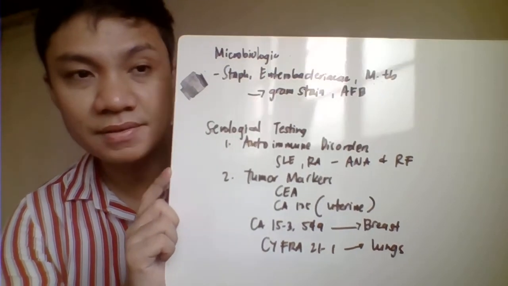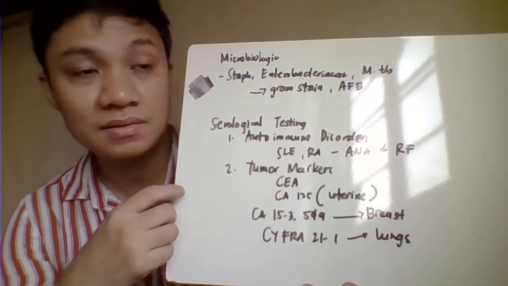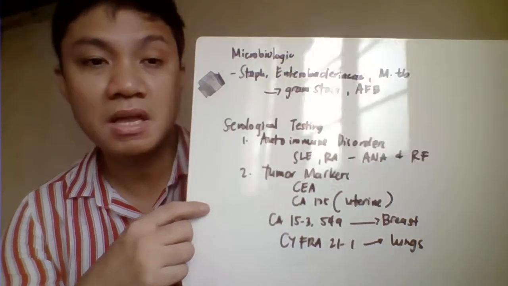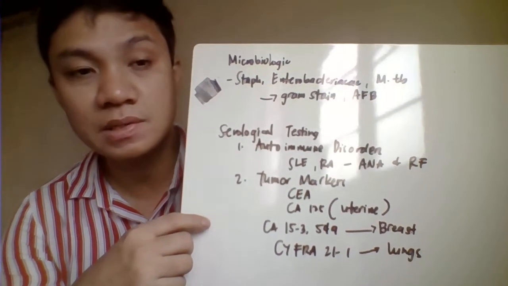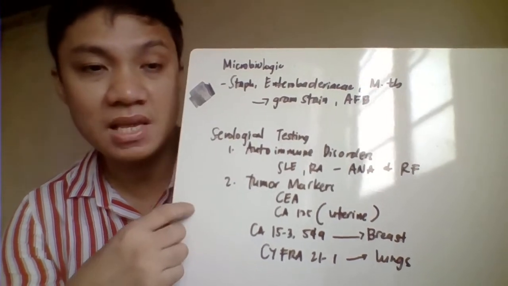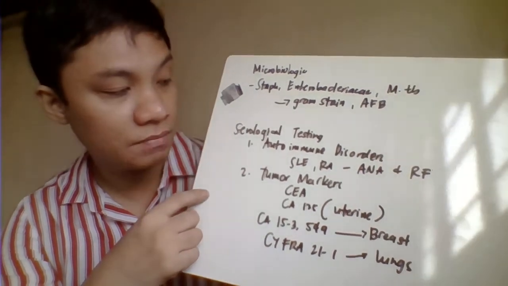Okay, now we have the microbiologic test. So we have here the causes of your bacterial infection related to your lungs. It might be because of your staph, but also your Enterobacteriaceae or even your Mycobacterium tuberculosis. So therefore, a gram stain, culture sensitivity, and acid-fast stain are required in order for you to diagnose.